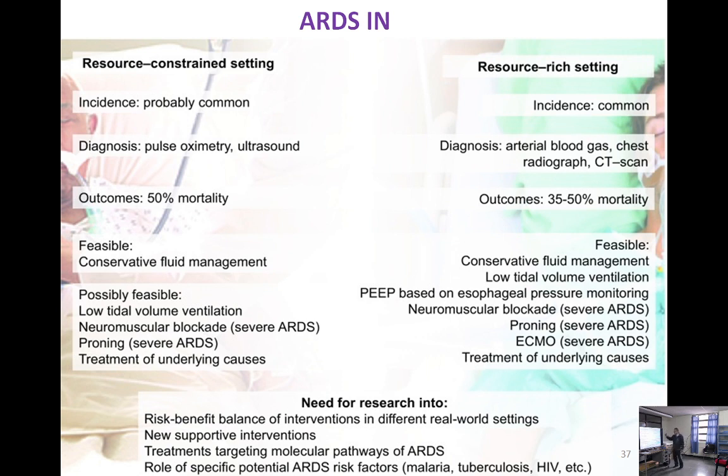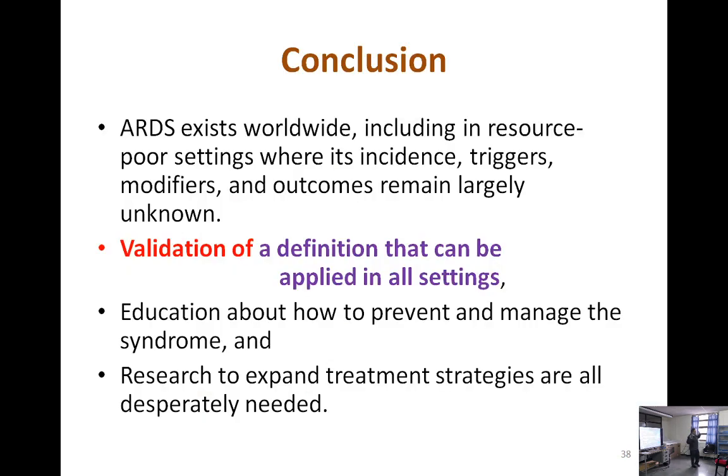Here in resource-rich settings, again, conservative fluid management; we can do everything provided the patient can afford it. Low tidal volume ventilation, PEEP based on esophageal pressure monitoring, as I told you. Neuromuscular blockade, proning, ECMO, treatment of underlying cause. We have to look at the risk-benefit and cost-benefit balance of interventions, and new supportive interventions targeting molecular pathways of ARDS. ARDS has existed worldwide, and it has now been brought home to you in huge numbers with COVID. So education on how to prevent and manage this syndrome is what I was talking to you about. We have to research to expand the treatment strategies.